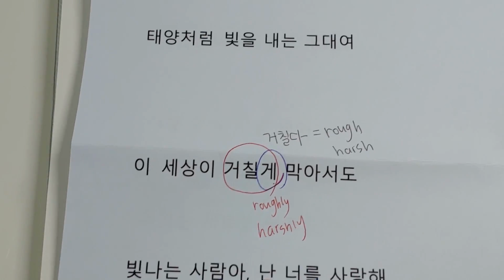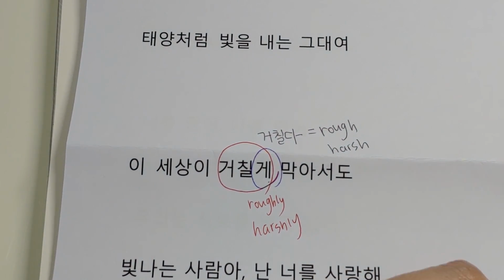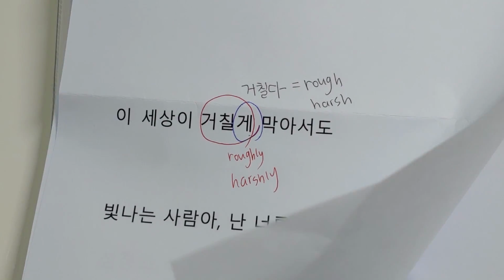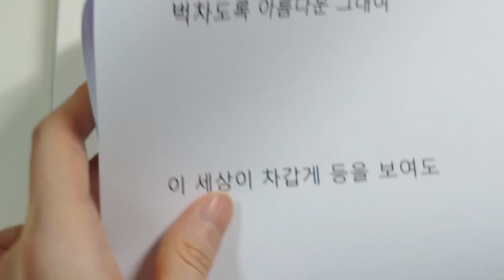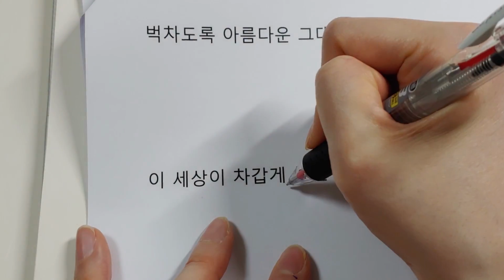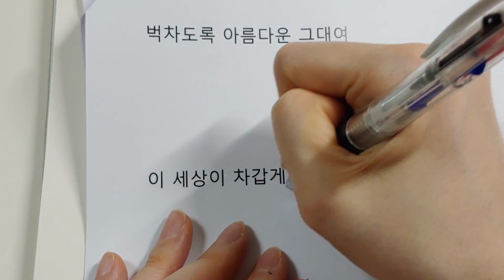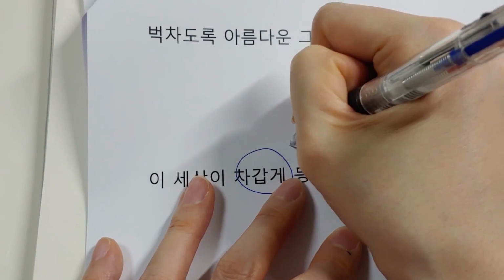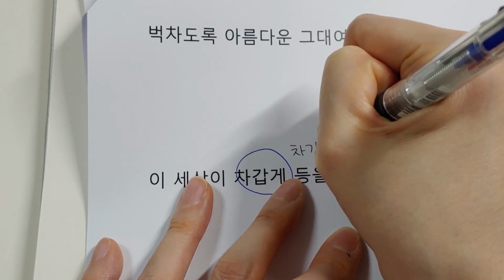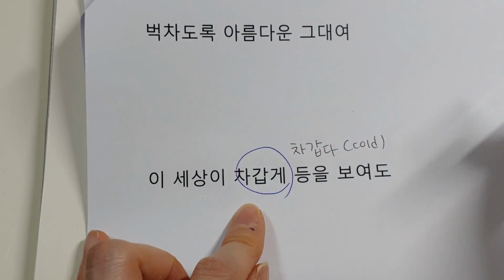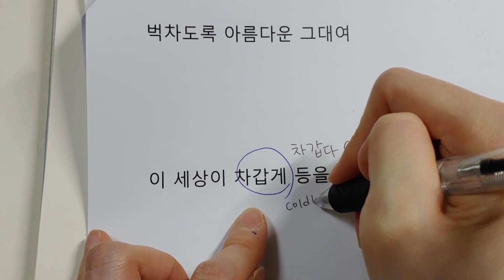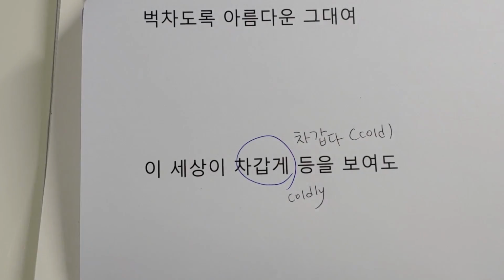And there's one more adverb that appears in this lyric. Where is it? Oh, okay, so it's here, 차갑게. And this comes from the adjective 차갑다, which means cold. So 차갑게 means coldly or in a cold way.